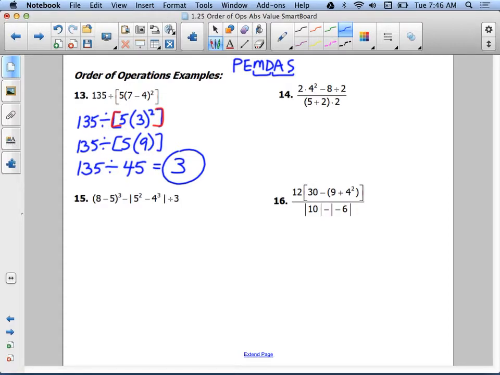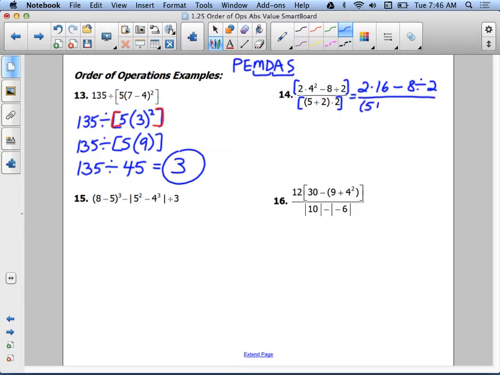Let's take a look at number 14. I see a quotient, an expression on the top of a rational expression and an expression on the bottom. Let's simplify each separately and then do the division at the end. It's almost as if the top has its own set of parentheses and the bottom has its own set of parentheses. So we'll do them separately. Let's start by simplifying the top. Let's start with our exponent. 2 times 16 minus 8 divided by 2.